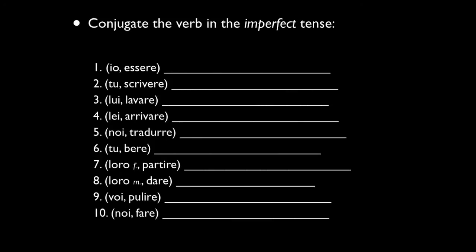Alright, here are the exercises. Try out the first two. I'll pause it after that, and you can try out the rest, but let's look at the first two here. Io essere, let's say ero here. Remember that one's very irregular. And two, tu scrivevi for number 2, you were writing.